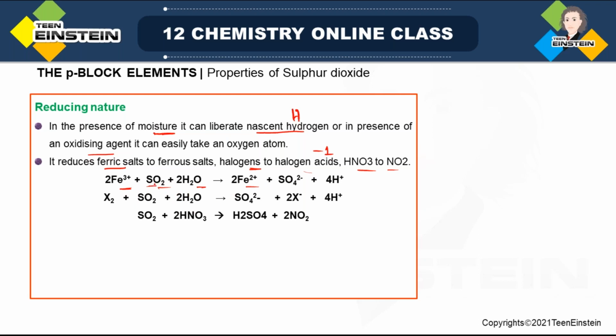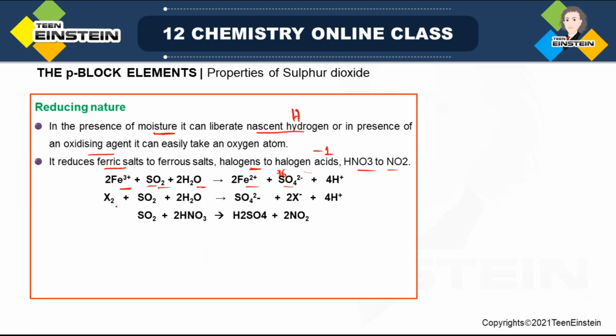And what is the fate of sulfur dioxide itself? Now it is converted to sulfate ion. Now in sulfate ion oxidation state is +6, and when it is SO2, that is before reaction, here oxidation state will be +4 because we have 2 oxygen. So from +4 to +6 it has lost electron, so it means it is oxidized.